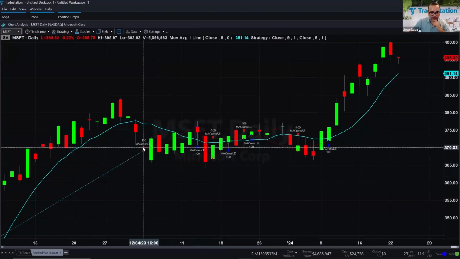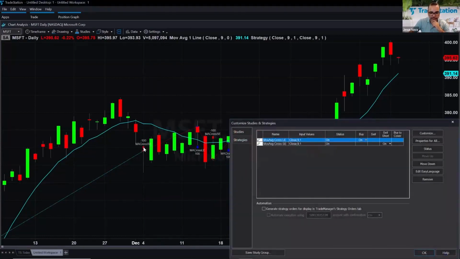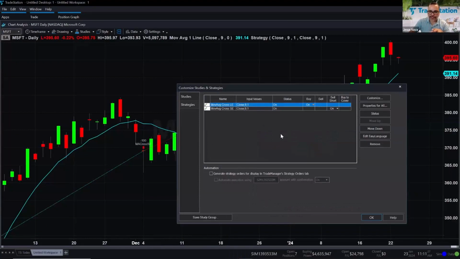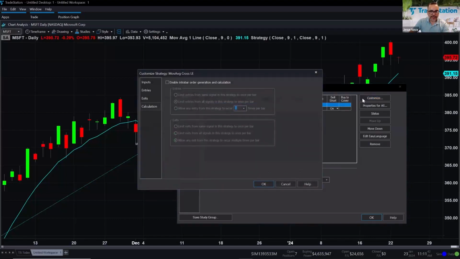I'm going to go here to the strategy settings. Let me double click here. And you can do it for both strategies. So every strategy will have a unique setting, and you can turn on and off each one of the strategies as you see fit. For example, here the long entry is the one that's highlighted. I'm going to click on Customize here on the right-hand side. And in the Calculation tab is where you control how the strategy is calculated.